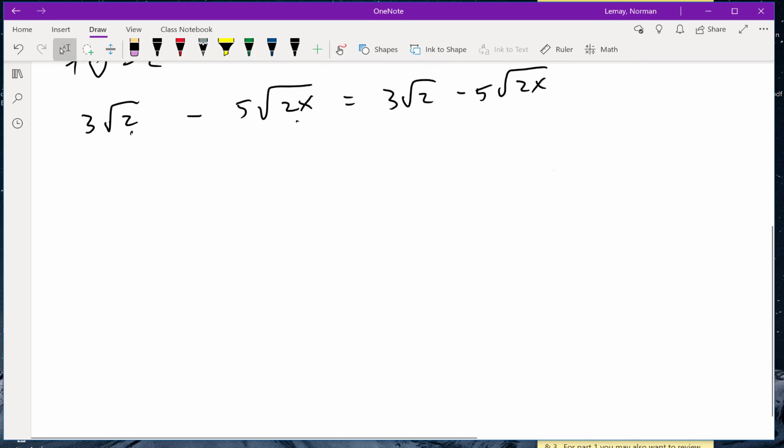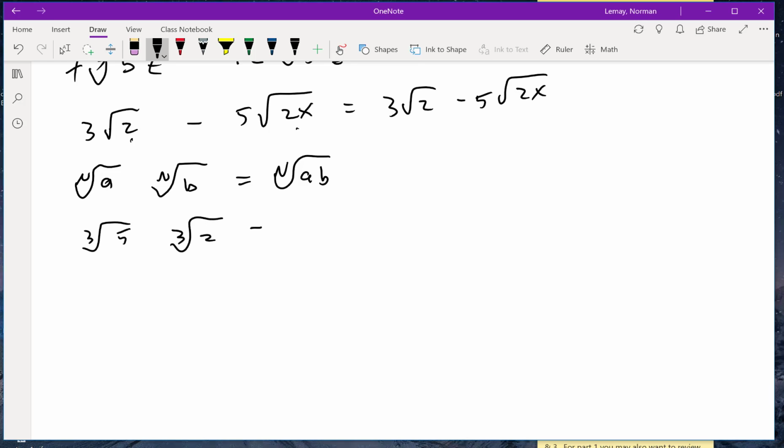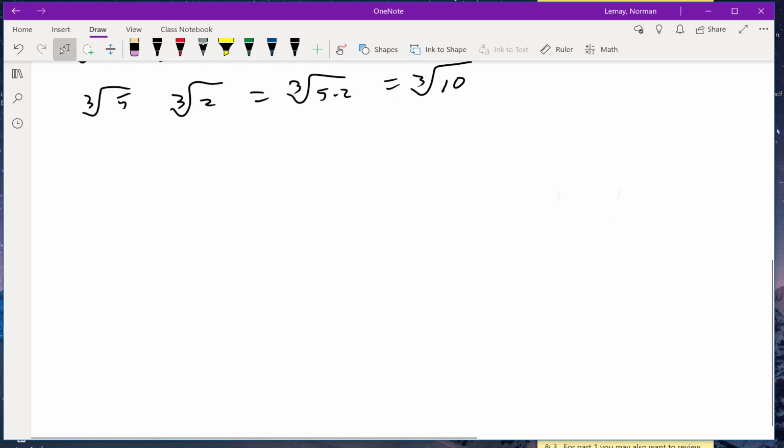Now we saw before that the nth root of a times the nth root of b is equal to the nth root of ab. All right, so for example, if we have the cubed root of 5 and we want to multiply the cubed root of 2, then we get the cubed root of 5 times 2, which is the cubed root of 10, and we're all done. Okay, so let's just take a look at another one.